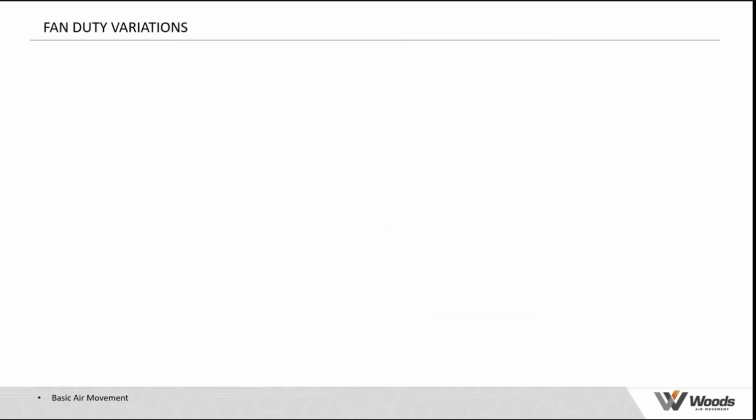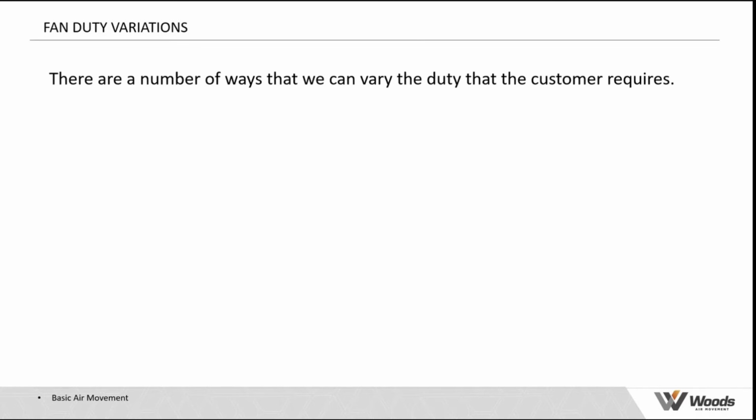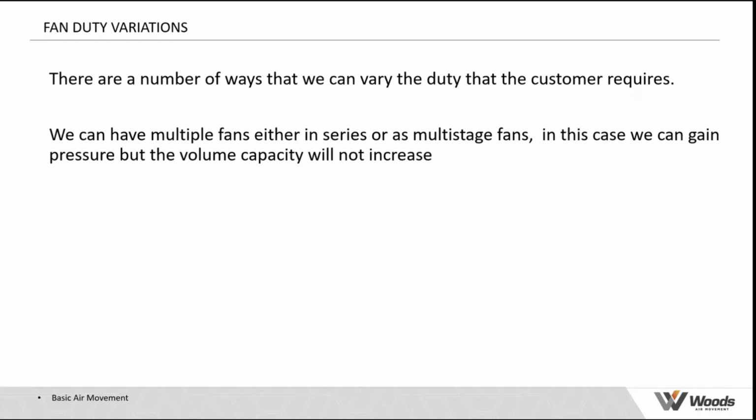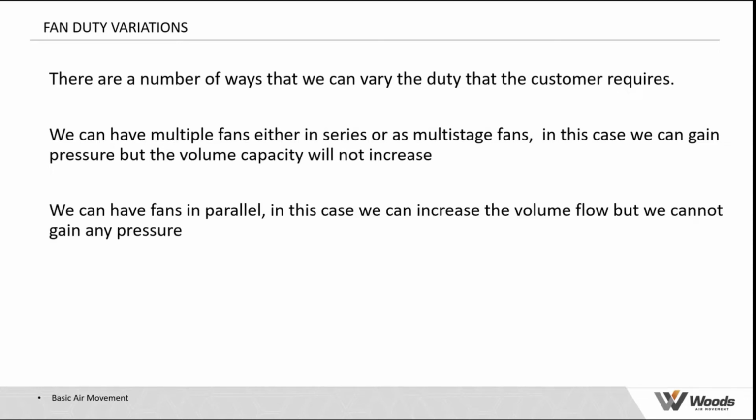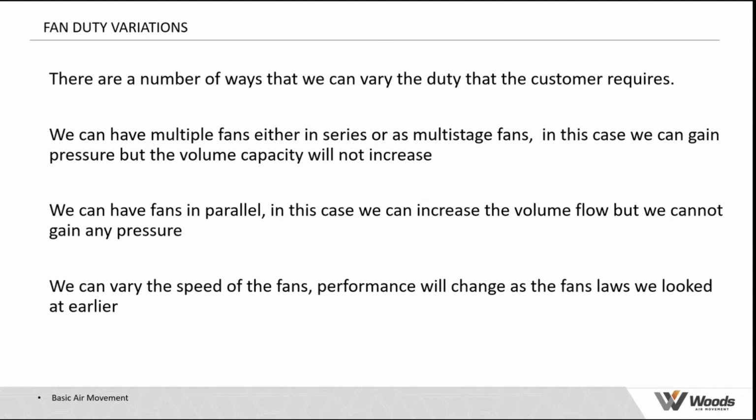But you know, you sometimes need to vary that duty. We can vary what the user has. We can have multiple fans, either in series or as multi-stage fans. Multi-stage fans rotate in opposite directions. But in that case, we can't get more volume through that fan because they're one behind the other. But the pressure will increase. Or we could have two fans beside each other. So we get more volume flow, but the pressure development won't change. Or most commonly now, we can vary the speed of the fans.